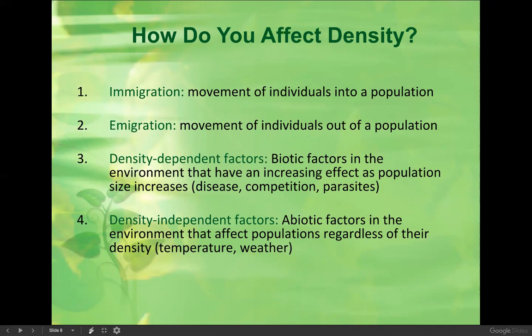Could be leaving because of a job, disease, war, whatever it might be, but people leaving will affect the total population numbers. And then density dependent factors, biotic factors in an environment that have an increasing effect as a population size increases. Disease, competition, parasites. So as population starts to increase in the forest, there's a lot of deer, they're going to be competing for the small amount of food resources and potentially do enough damage to the ecology that it can't support very many deer at all.